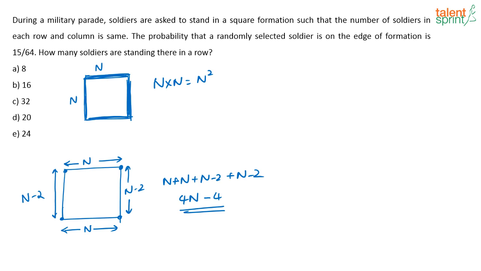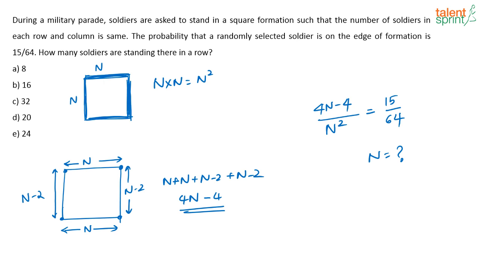Now, what are they saying? They are saying that out of these n squared people, when I select any one of these 4n minus 4 people, the probability is nothing but 15 by 64. You have to find out what is the value of n. That's all. Okay. So, (4n minus 4) by n squared is equal to 15 by 64. Solve for this and find out the value of n.